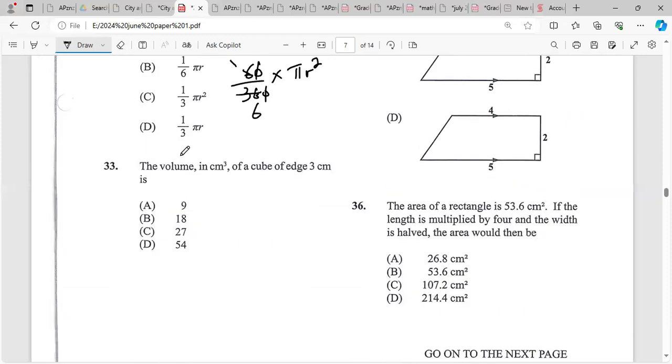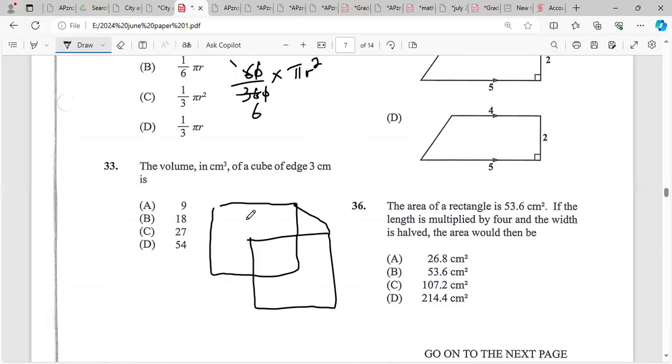The volume in centimeters cubed of a cube with edge 3 centimeters. Now, how do we find the volume of a cube? A cube has all sides equal. So what we do is find the area of the base times the height. Let me try to draw a cube so persons who don't know a cube can have an idea. All right, if this is 3, it means that all the lengths are 3. So we find the area of the base, which is 9, and then we multiply it by 3, which is 27.